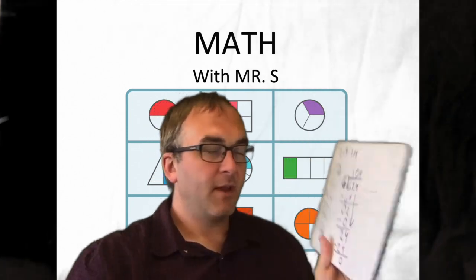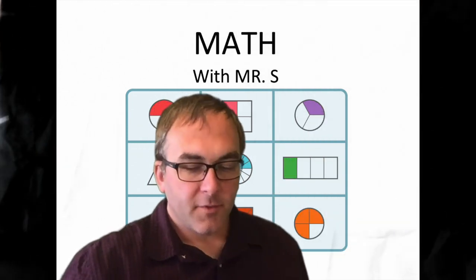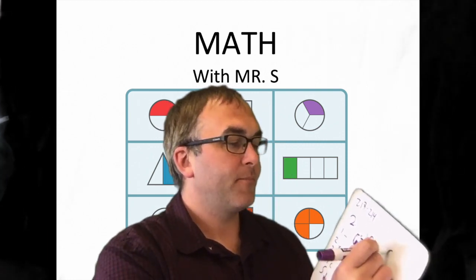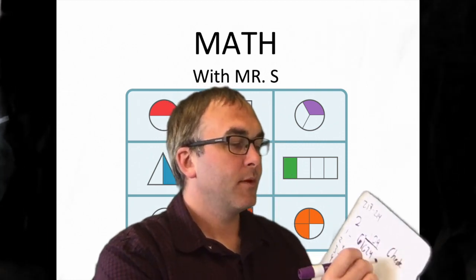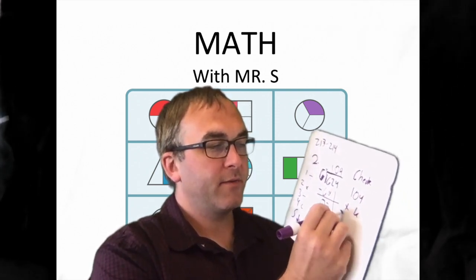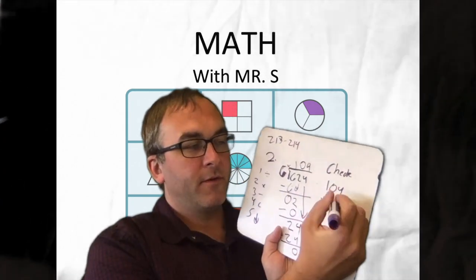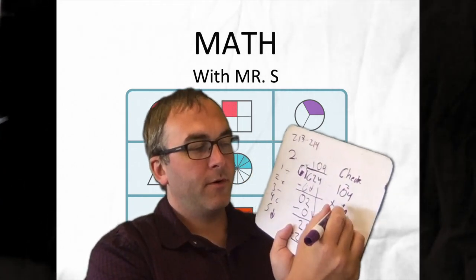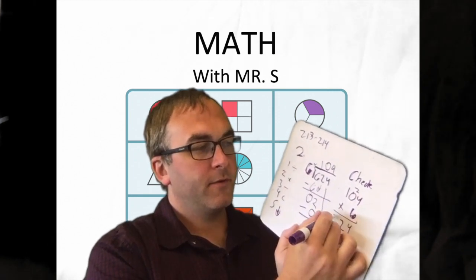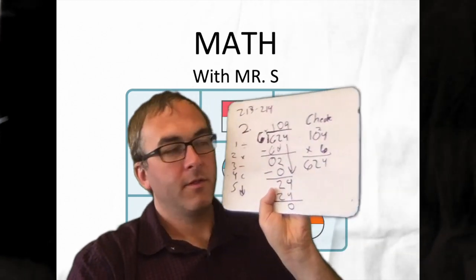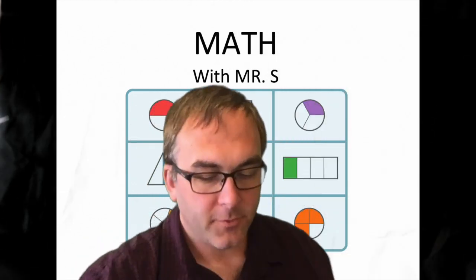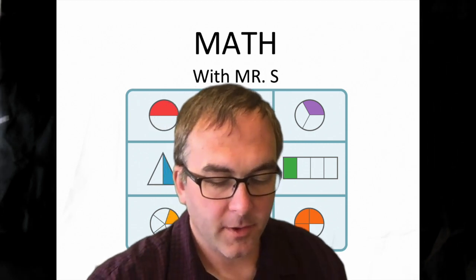You'll be able to do the same thing with the remainder when you have a remainder, and then you check it the exact same way. So my check, I take 104 and I multiply it by 6. 6 times 4, 24. 6 times 0, 0 plus 2. 6 times 6, 624. There you go. So it checks.